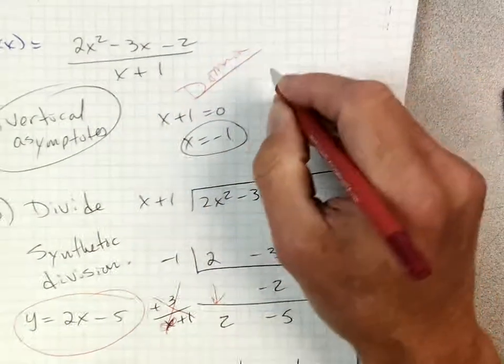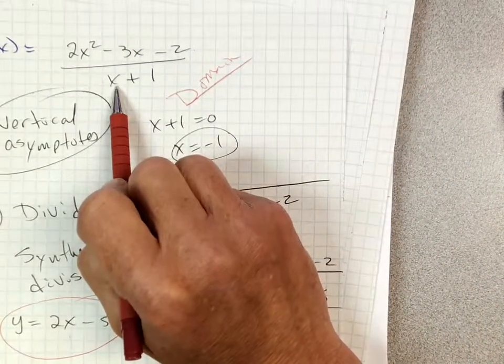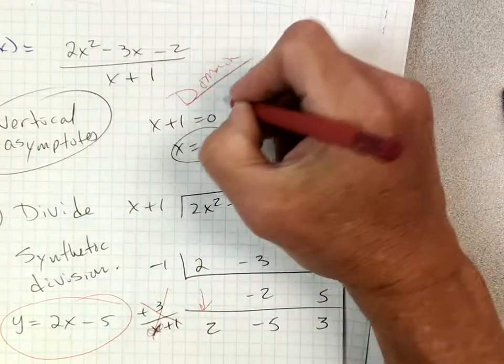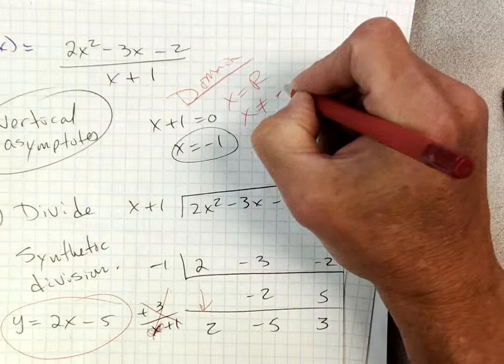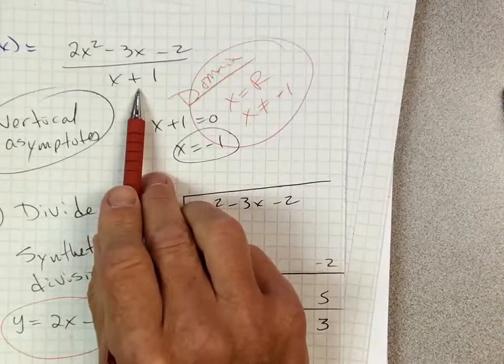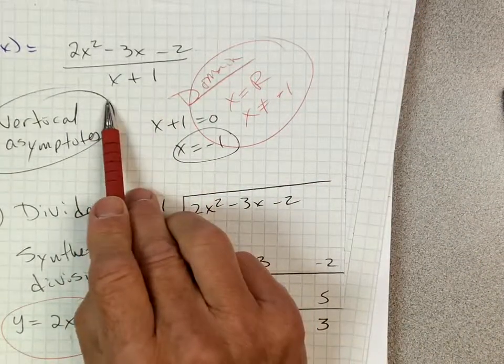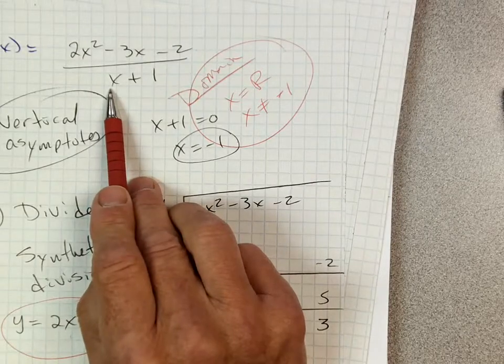Caitlin just asked about that. The only thing x cannot be is -1. So x is all real numbers except x cannot equal -1, okay, for the domain. Does that make sense, Caitlin? That's the only x value we cannot have.